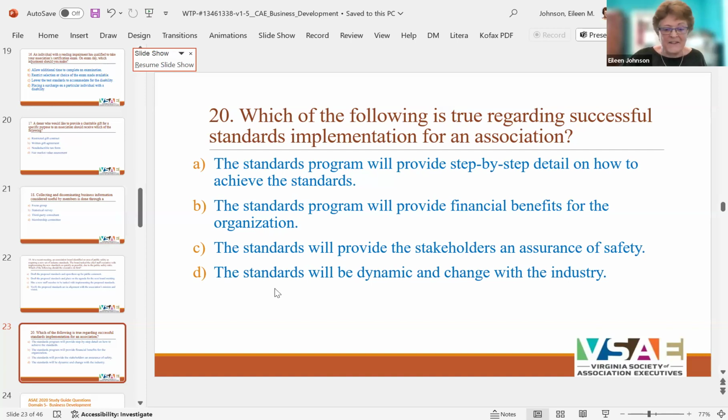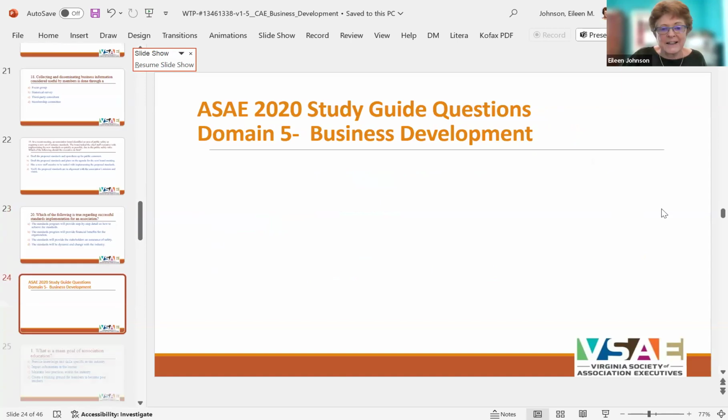Yeah, I had to kind of laugh at D. It's like, standards will be dynamic and change. Come on, how many standards have been out there for 20 years and they haven't changed them? No. The process is usually such that you form a committee and then they form subcommittees and then they report back and it goes on and on and on. It takes forever. Okay, so next.